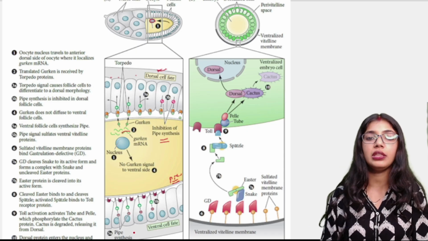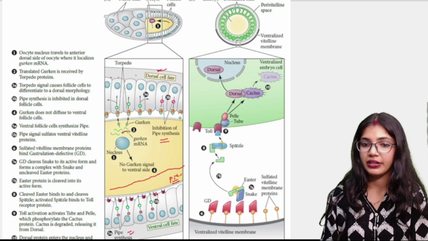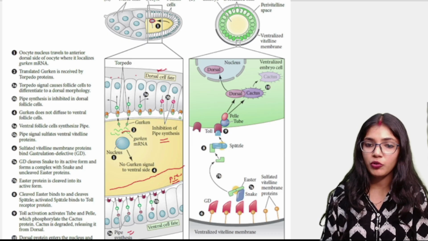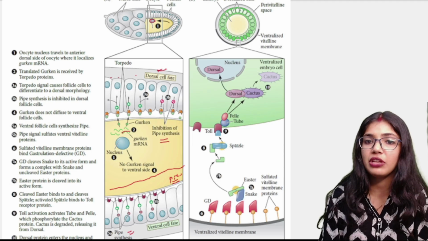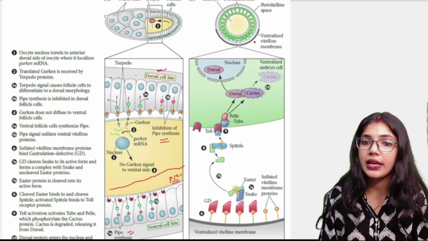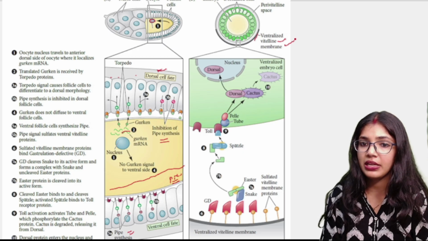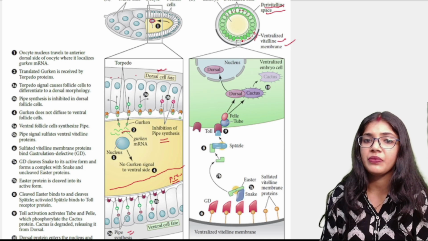Now we will look at the ventral region, where the Pipe protein is synthesized. After it is synthesized, this Pipe protein activates some other cells. Here we can see the embryo with its vitelline membrane, and this is the perivitelline space. These are the dorsalized cells, and these are the ventralized cells.